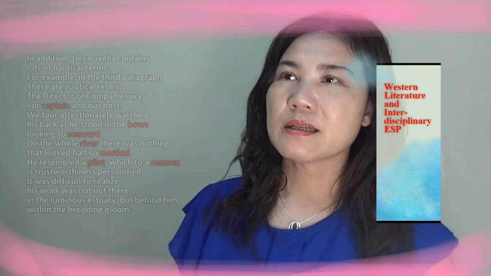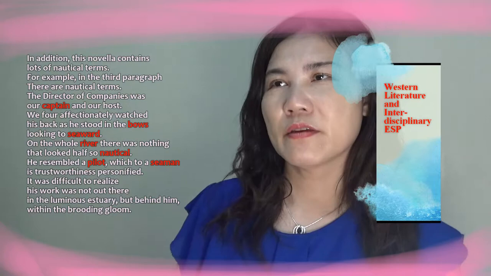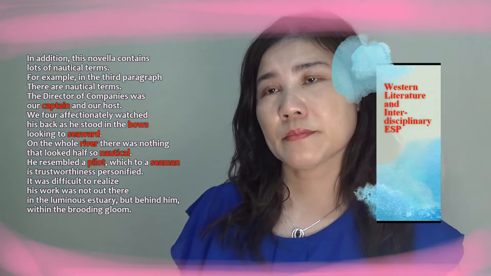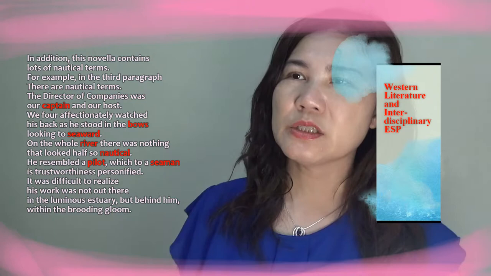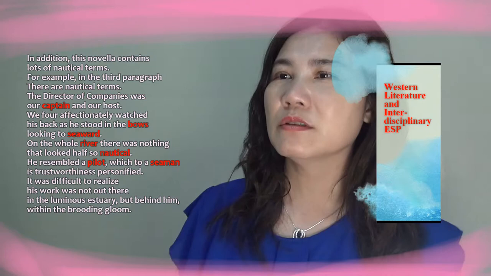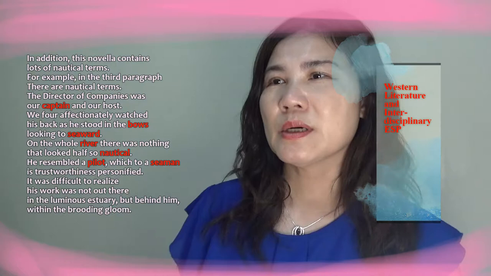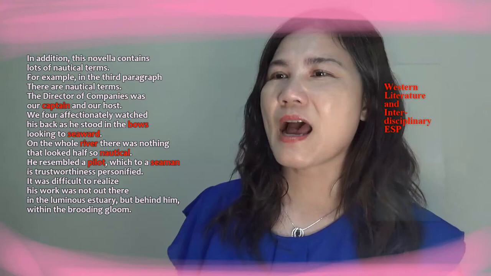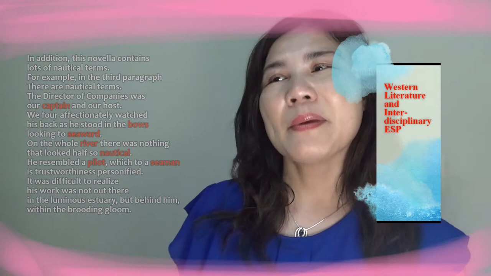This novella contains lots of nautical terms. For example, in the third paragraph, there are nautical terms. The director of companies was our captain and our host. We four affectionately watched his back as he stood in the bows, looking to seaward. On the whole river, there was nothing that looked half so nautical. He resembled a pilot, which to a seaman is trustworthiness personified. It was difficult to realize his work was not out there in the luminous estuary, but behind him within the brooding gloom.